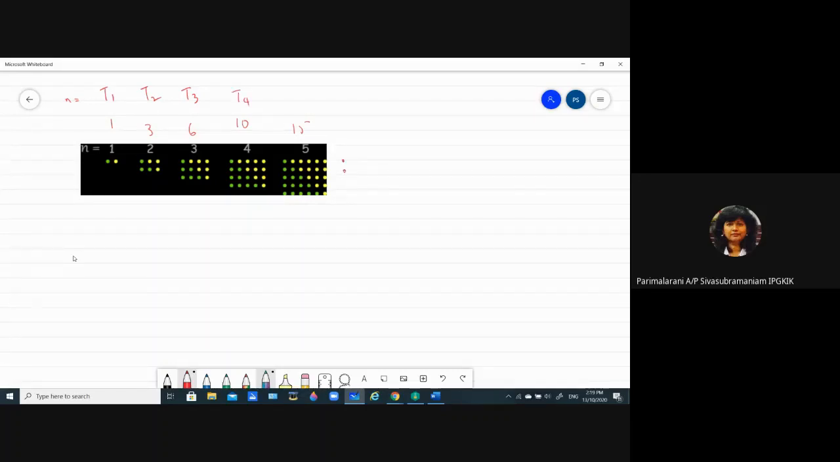So how does T6 look like? 1, 2, 3, 4, 5, 6. Correct? This is our T6, correct? Okay, so this is our T6. Now we need to complete this. If we want to complete this to make a rectangle, we have to add 1, 2, 3, 4, 5 here, right?